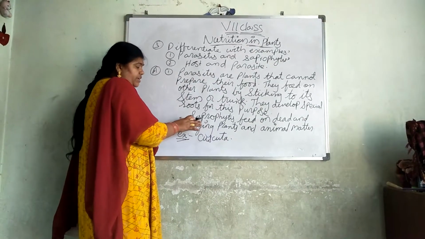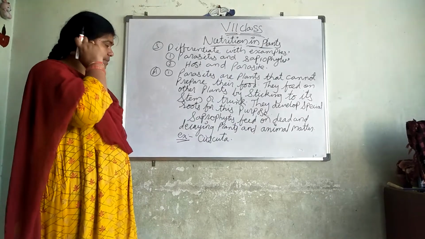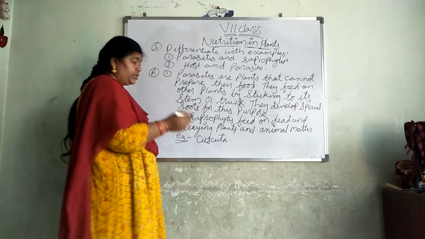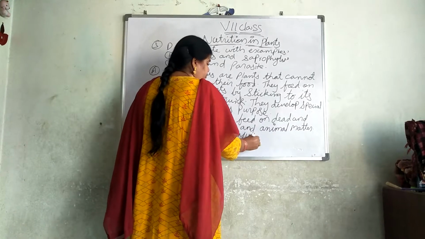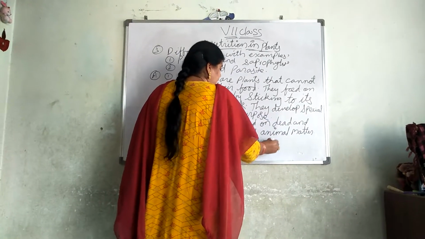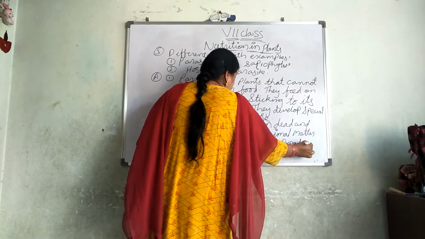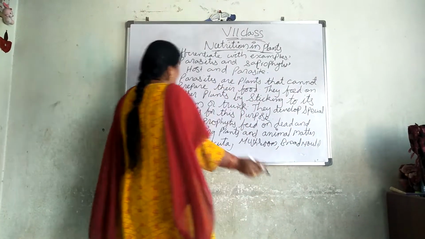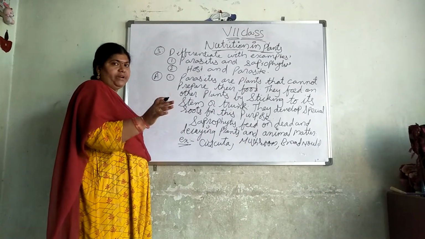Then saprophytes feed on dead and decaying plant and animal matter. For this also you know the examples. Cuscuta for parasite, mushroom for saprophyte, and even bread mold is also an example for saprophyte. The examples of parasites and saprophytes are Cuscuta, mushroom, bread mold.